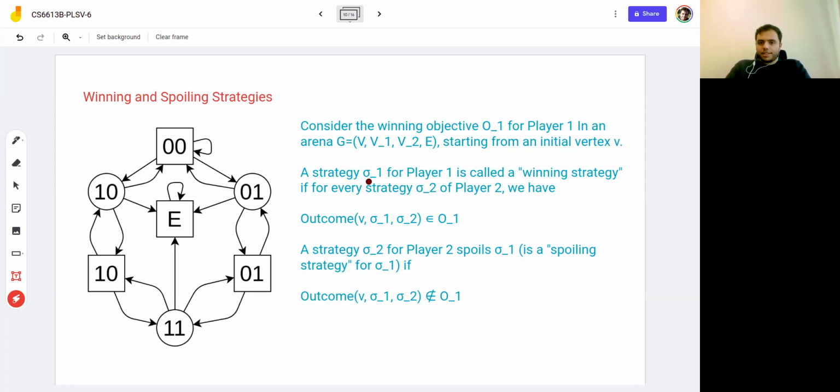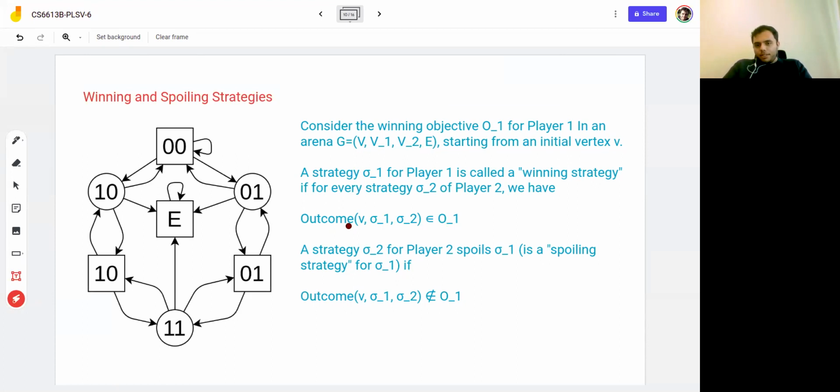Based on this information, a strategy sigma 1 for player 1 is a winning strategy if it wins no matter how player 2 plays. So no matter what the strategy of player 2 is, the outcome of the game would be in the objective of player 1. Remember that I defined this outcome as the infinite path that starts from V and is achieved by the players playing according to sigma 1 and sigma 2. So a winning strategy for a player is basically a strategy that leads to the infinite path, the outcome, being in the player's objective. And this holds no matter what the other player does. So no matter how the other player plays, you get the outcome in your objective and win the game.